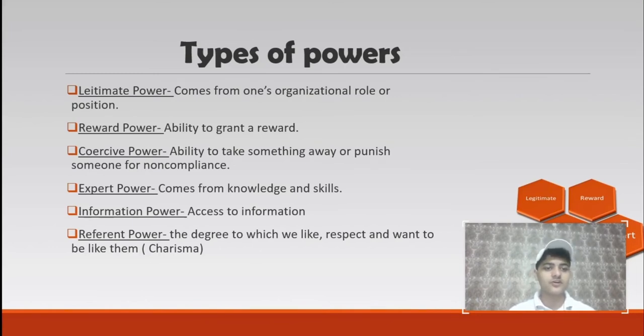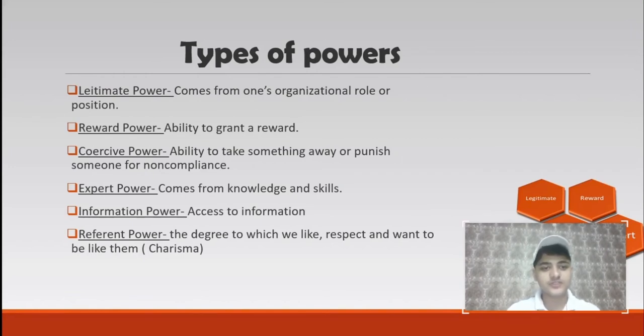Then we have reward power, which is the ability to grant someone a reward. Let me give you a quick example. When I was young, my mother used to cook my favorite meal whenever I got an A or B grade. But its opposite is our third power, coercive power, which is the ability to take something away or to punish someone. This has also happened to me, because whenever I got a low grade, my mother used to take my phone or my computer. This is the power she was using at that time.